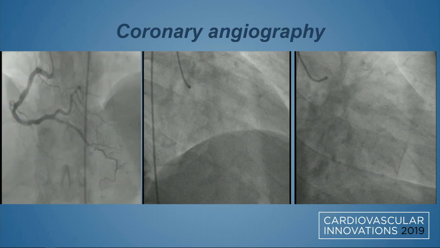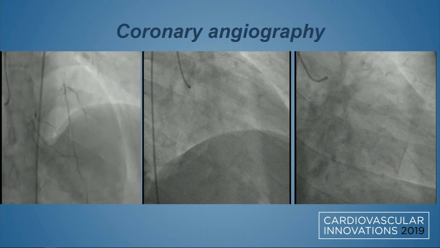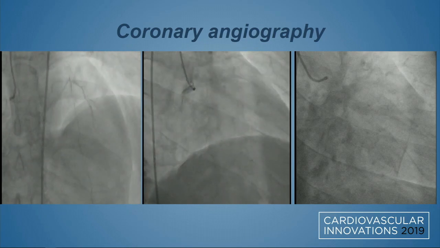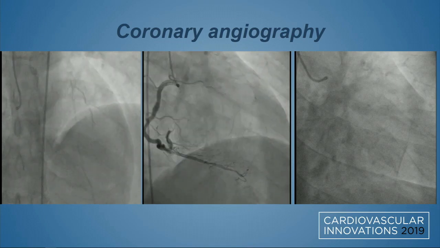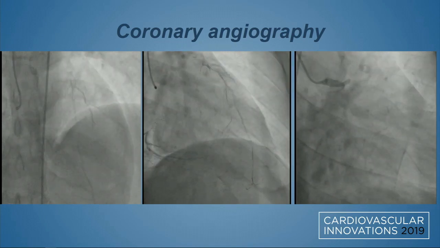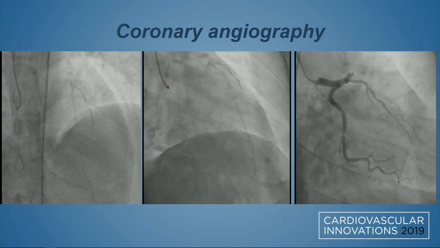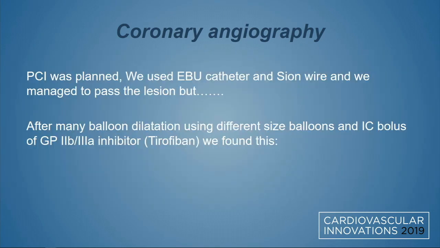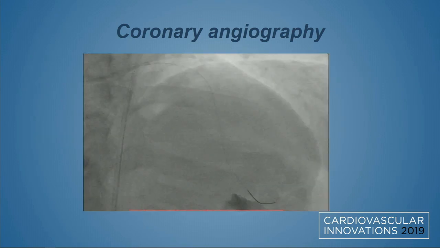This is the RCA and retrograde filling to the LAD. And spider view shows total acute LAD occlusion. So PCI was planned. We used an EBU catheter and Sion wire, and we managed to pass the lesion. After many balloon dilatations using different size balloons and the intracoronary bolus of tirofiban, we found this.